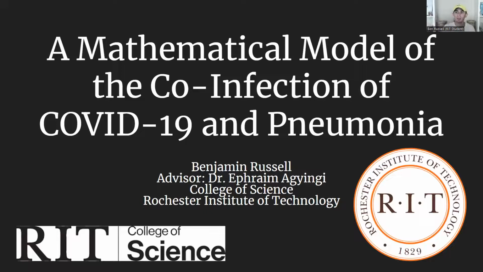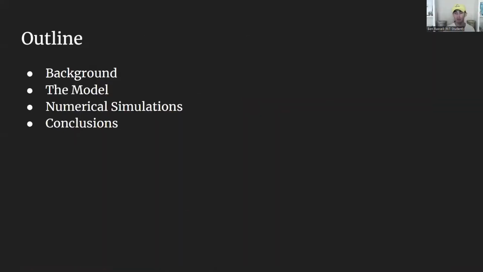Hello, everybody. My name is Ben Russell, and today I am presenting my research that I've been working on for the past 2.5 months over the summer. My research topic is the mathematical model of the co-infection of COVID-19 and pneumonia and the transmission dynamics between them. So a little outline before, we're going to look at the background, the model itself, some numerical simulations, and then conclusions, and we'll be done.